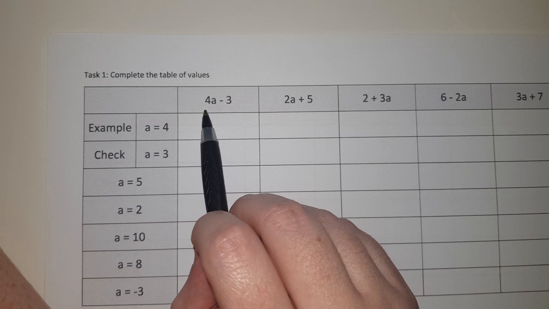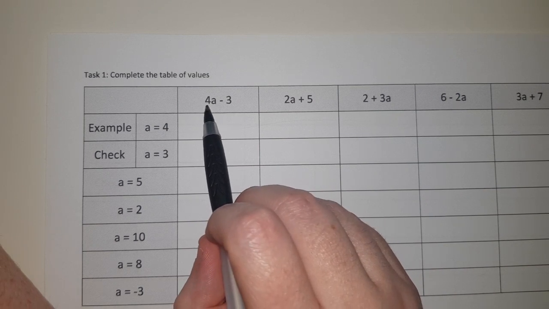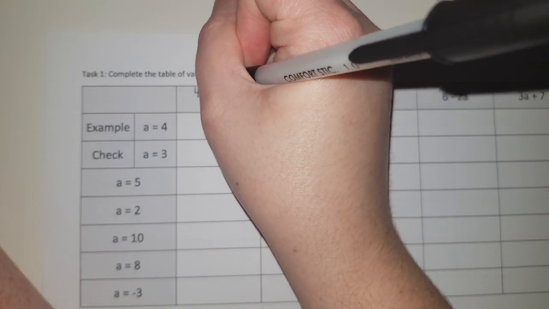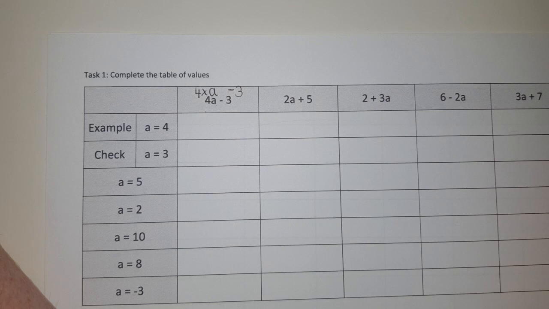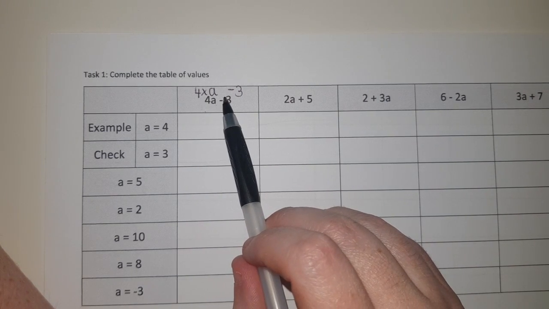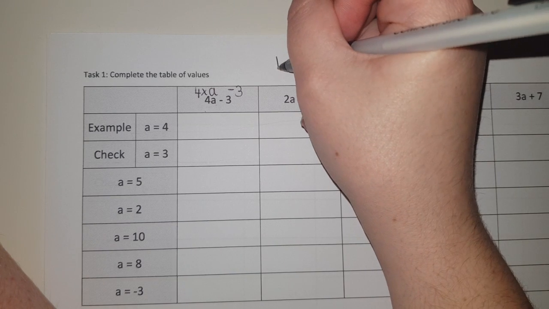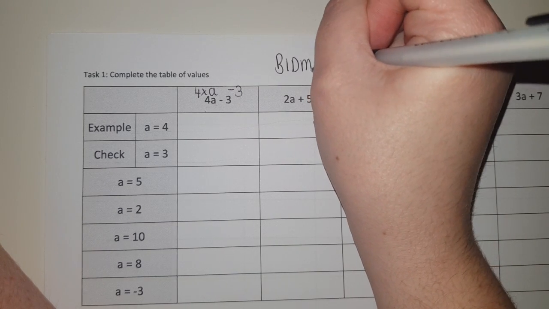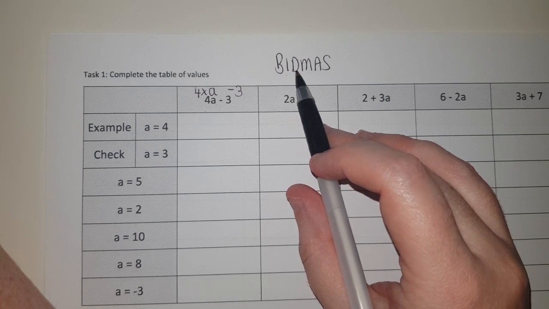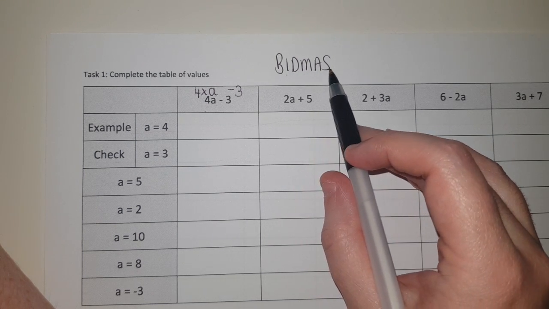So if we do the first examples, now remember with these ones, we did start this briefly last lesson. Because you've got 4a, which means 4 multiplied by a, and then take away 3, it does mean you're going to have 2 different signs in there, which means you are also following BIDMAS. Okay, brackets, indices, so that's your powers, division, multiplication, addition, and then subtraction.